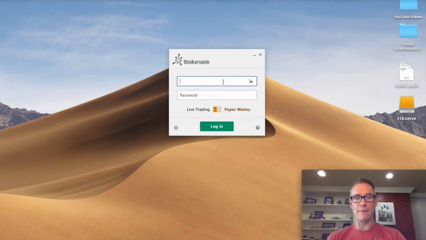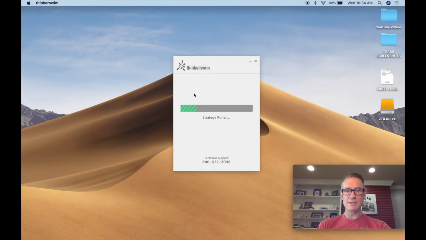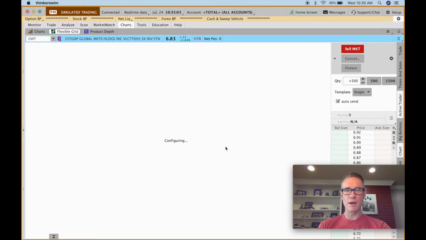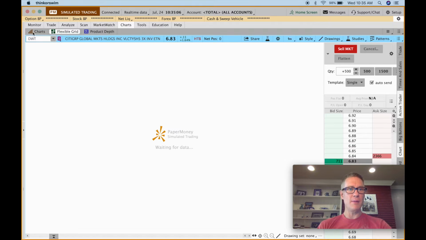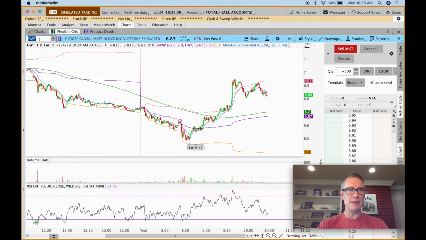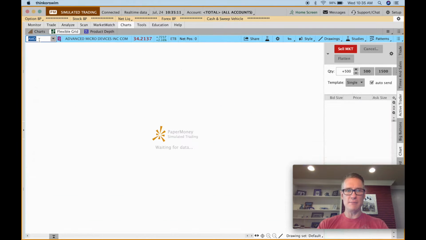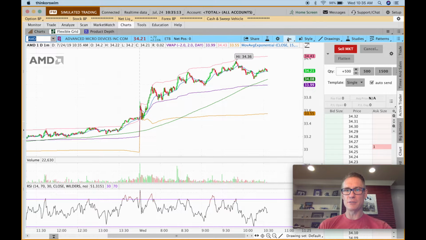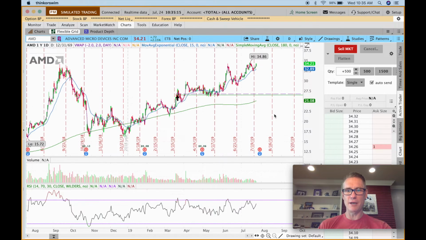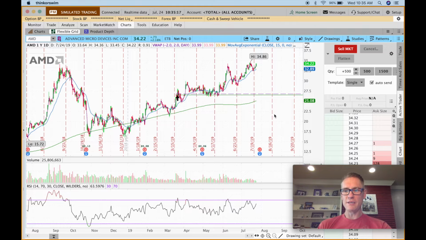So let's log in. Okay, so what it does is it starts creating the desktop, starts putting all the options together for the platform. Okay, so here we are. As it brings something up, I'm going to put in something simple like AMD. And let's just bring up a daily chart on AMD. So here we are. This is Thinkorswim's paper trading platform.